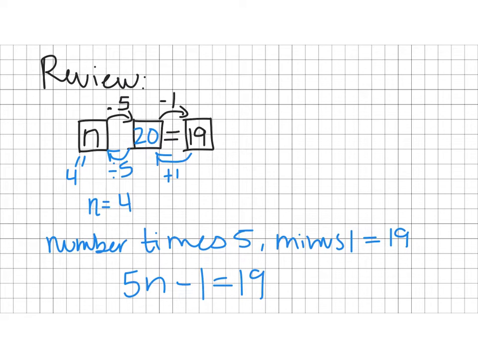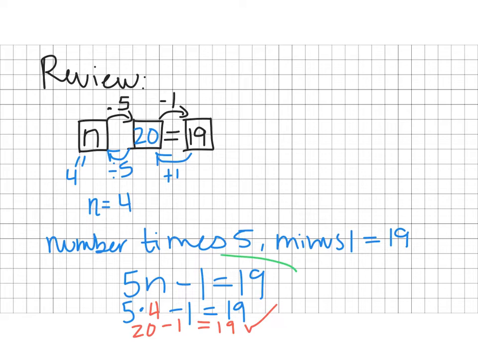And so if you did 4 times 5 minus 1, you would get 19. Is that true? Well, 4 times 5 equals 20, and 20 minus 1 is 19. I think it's true. So now let's see how we could go the other way.